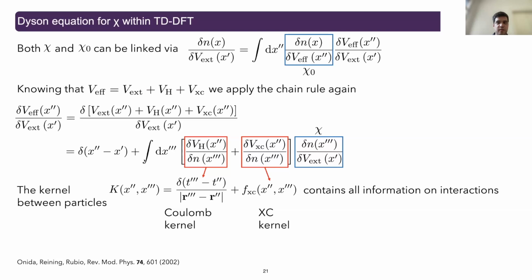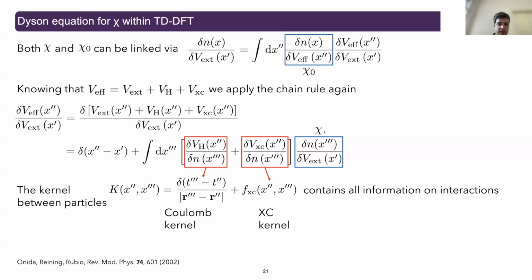So to relate them, we employ a chain rule to the definition of the reducible response function and immediately recover chi naught. Now, recalling that the effective potential is the sum of the external plus the Hartree plus the exchange correlation potential, we can employ the chain rule again, but now compute the derivatives with respect to the density.